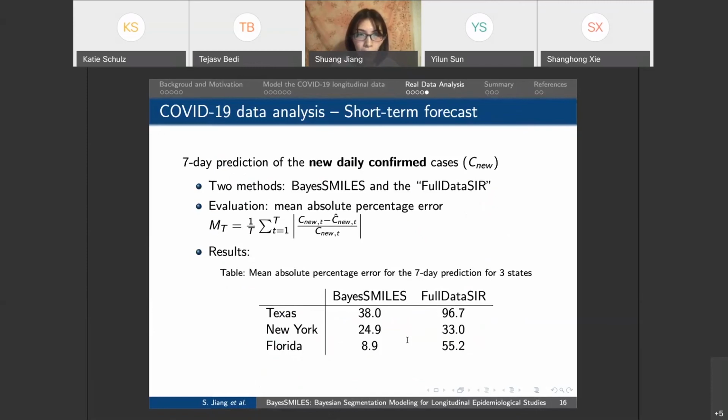Here we compare the prediction of the new daily confirmed cases given by our method and the full-data SIR model I mentioned at the beginning of my presentation. We quantify the prediction accuracy using the mean absolute percentage error. As shown in the table at the bottom, the error provided by our model is much smaller than the full-data SIR model.